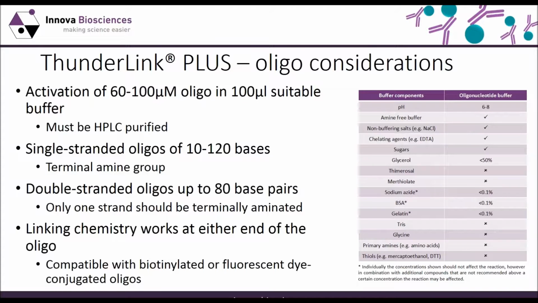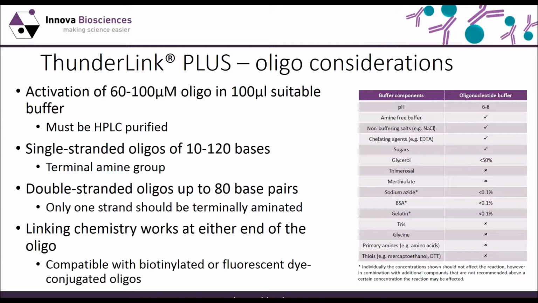ThunderLink Plus is intended for the activation of an oligo that is HPLC purified, has a concentration of 60 to 100 micromolar, and which is supplied in at least 100 microliters of a suitable buffer. Full buffer considerations are again found within the protocol.